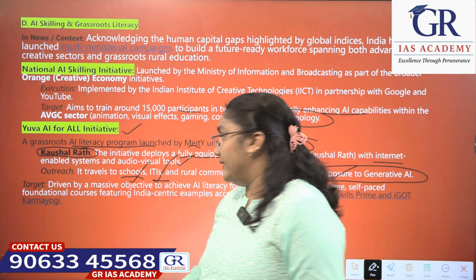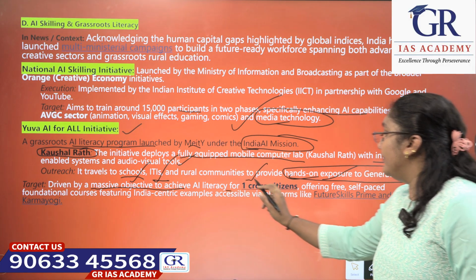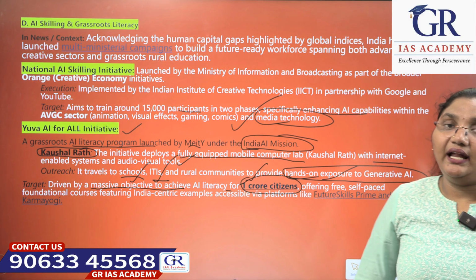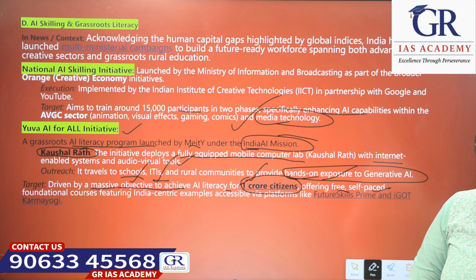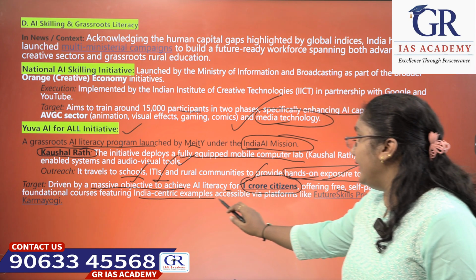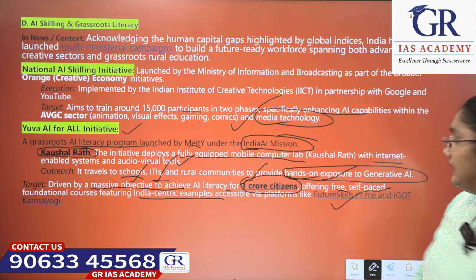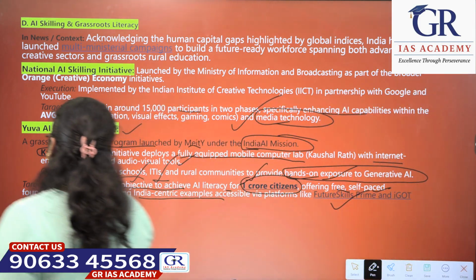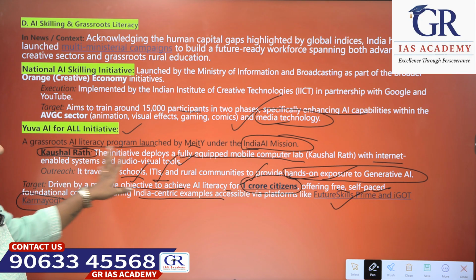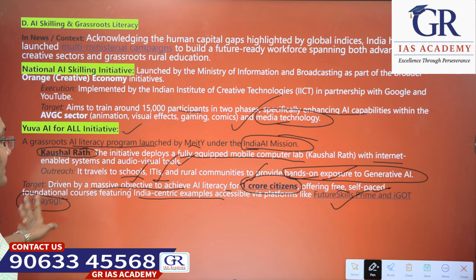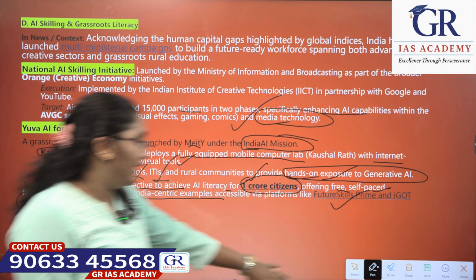Next, what is the target? The target is driven by a massive objective to achieve AI literacy for 1 crore citizens, offering a free self-paced foundational course featuring India-centric examples, accessible via platforms like FutureSkills Prime and iGOT Karmayogi. By these two initiatives, they want to provide 1 crore citizens with free self-paced foundational courses on generative AI.